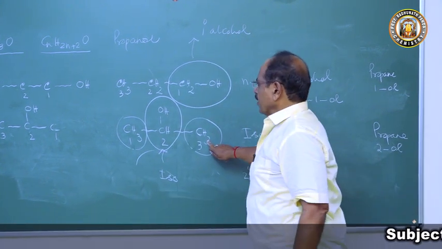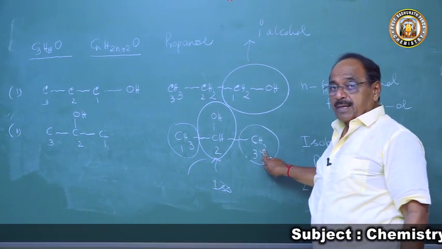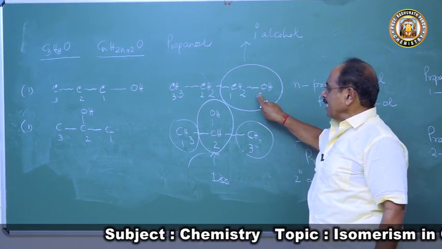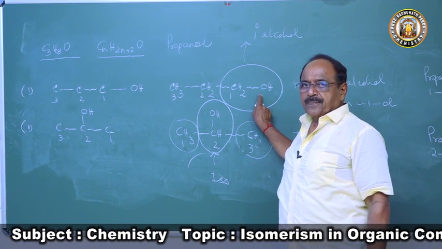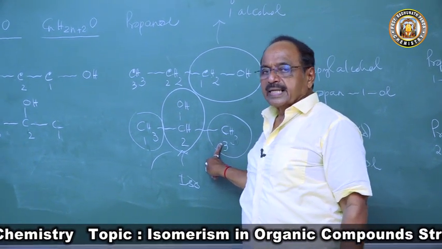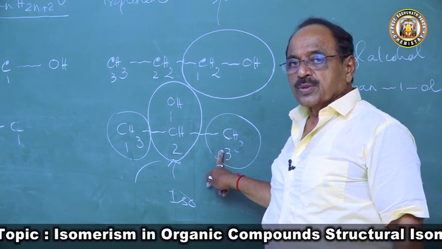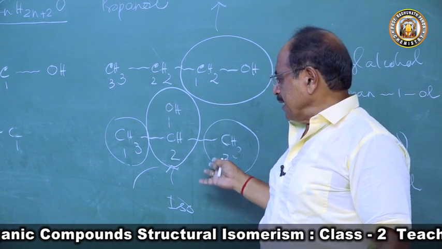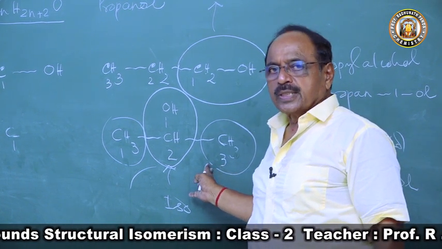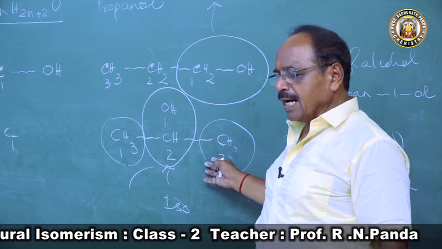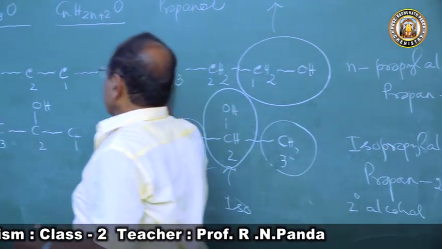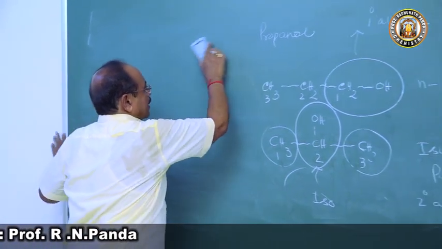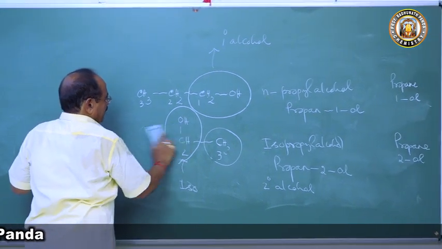They will be different compounds. They will have different physical properties, different chemical properties. If you take this and oxidize, you will get an aldehyde. If you take this and oxidize, you will get a ketone. So always, isomers exhibit different physical and chemical properties. If you take their boiling points, the boiling points will be different.